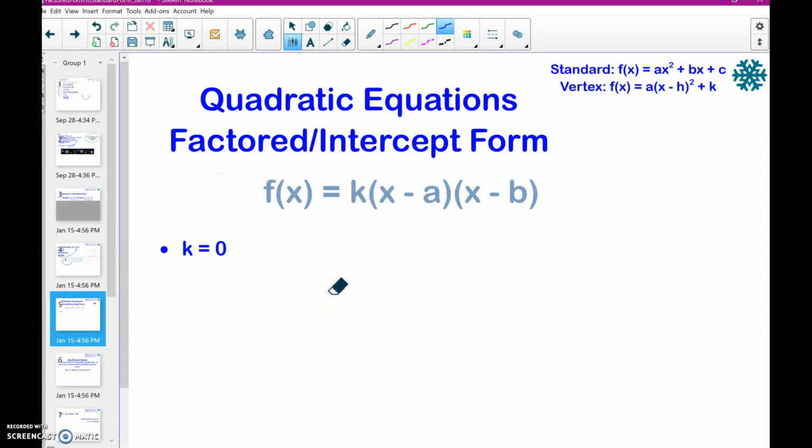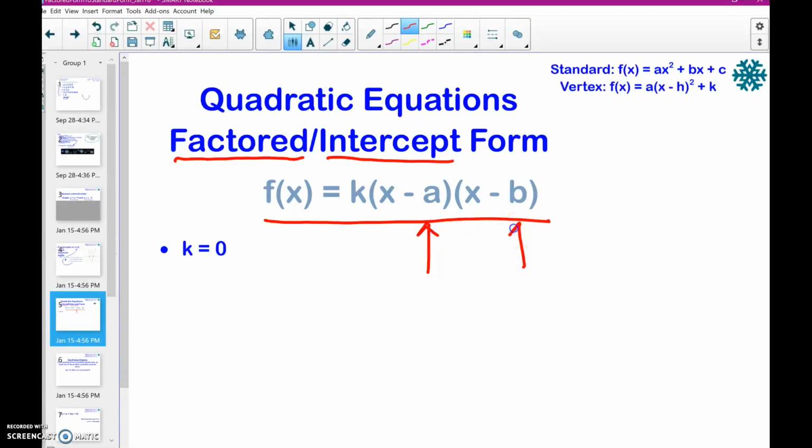So before we start looking at some examples, we have to learn about this form we're going to look at. And this is the last form we're going to learn of quadratic equations for this unit. This form is called factored form or intercept form. You'll see that used interchangeably as well. For factored form or intercept form, the equation is as follows. It's f of x equals k times x minus a times x minus b, where that a and b value are going to be considered your x-intercepts, and your k value cannot be equal to 0.